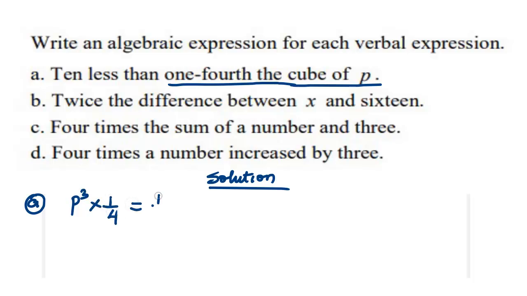So this will give us 1/4 p raised to power 3. Then 10 less than that will be minus 10. So the interpretation of this is 1/4 p cube minus 10. So that is that about that. Then let's move on to B.